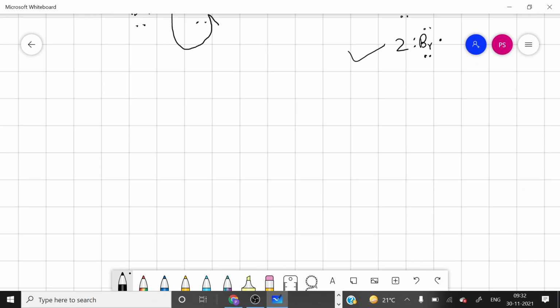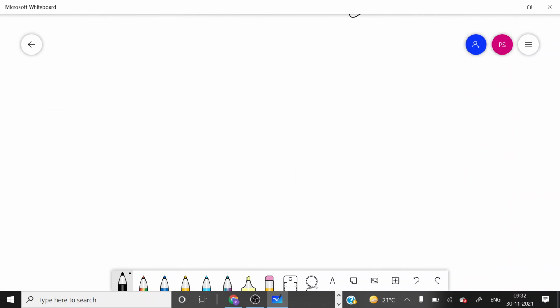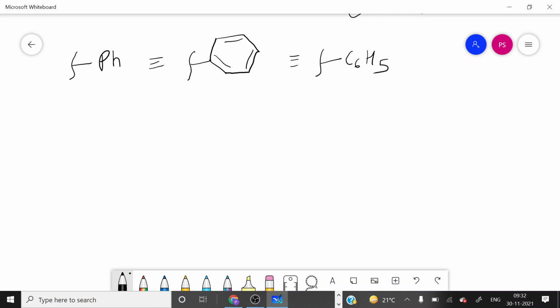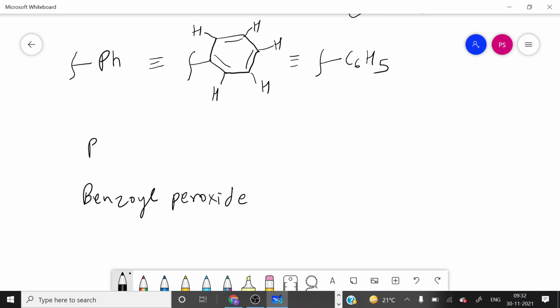Now let's check another example. Ph is equivalent to C6H5, the phenyl ring. Or you can also write it like this, C6H5. You can see here five hydrogens are present on the benzene ring. This is called the phenyl ring. So I'm going to write benzoyl peroxide. Peroxide linkage is an oxygen-oxygen linkage.